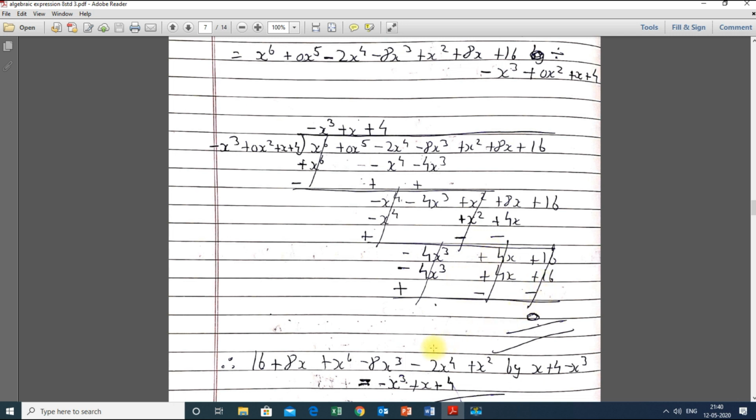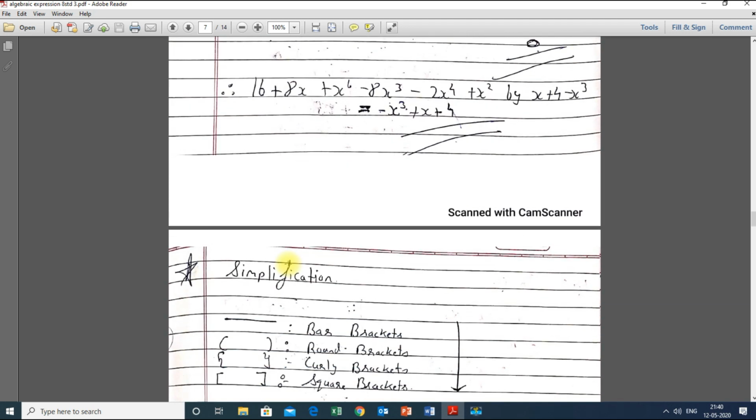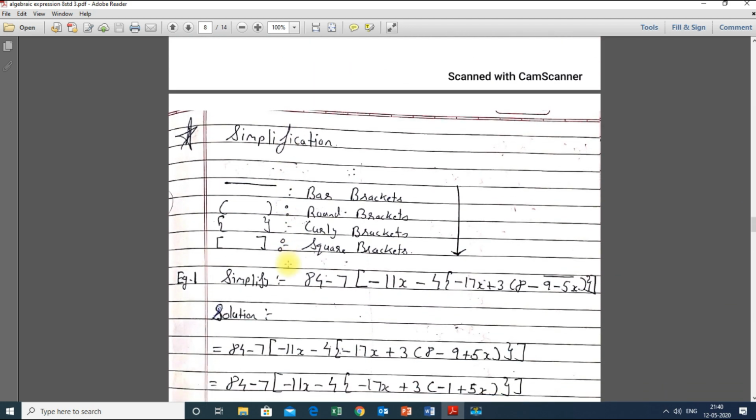Therefore the quotient is minus x cube plus x plus 4. You can see over here, minus x cube plus x plus 4. Hope you have understood this above difficult sum. Next. Okay. This is very easy.